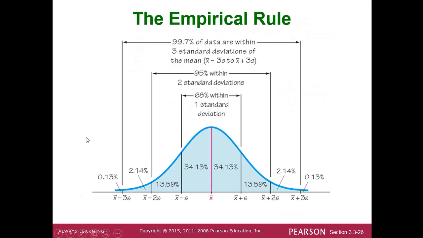This is a great visual to help you keep track of this rule. Notice you can also, since it's symmetric, cut these values in half. So for example, 34 and 34, 13.59, 13.59, and then the little tails at the end.